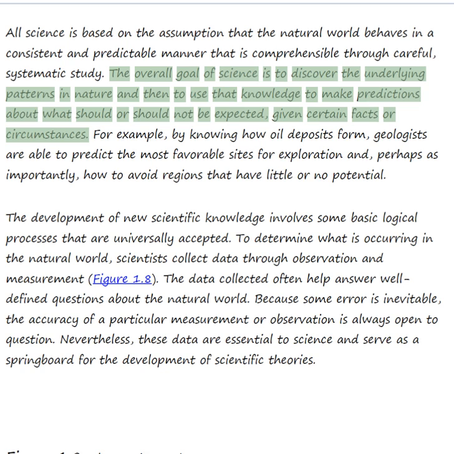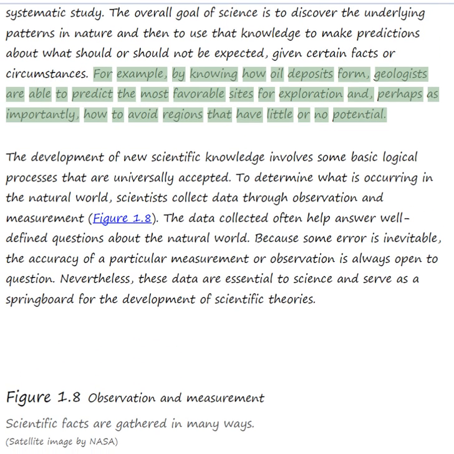The overall goal of science is to discover the underlying patterns in nature and then to use that knowledge to make predictions about what should or should not be expected, given certain facts or circumstances. For example, by knowing how oil deposits form, geologists are able to predict the most favorable sites for exploration and, perhaps as importantly, how to avoid regions that have little or no potential.